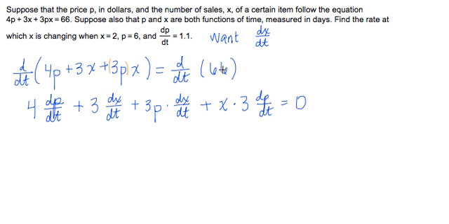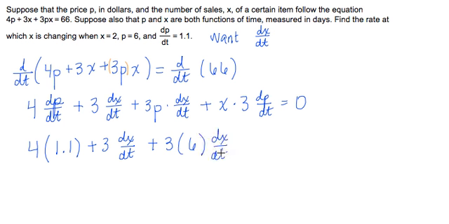Okay, so that's the derivative. And now we can plug all the 3 given values in and solve for dx dt. So dp dt at this point that we're interested in is 1.1 plus 3 times dx dt we don't know, we're going to solve for, plus 3p dx dt plus, this is 3x, well, I'll just leave it, 2 times 3 times dp dt is 1.1. Okay, so we're solving for dx dt.